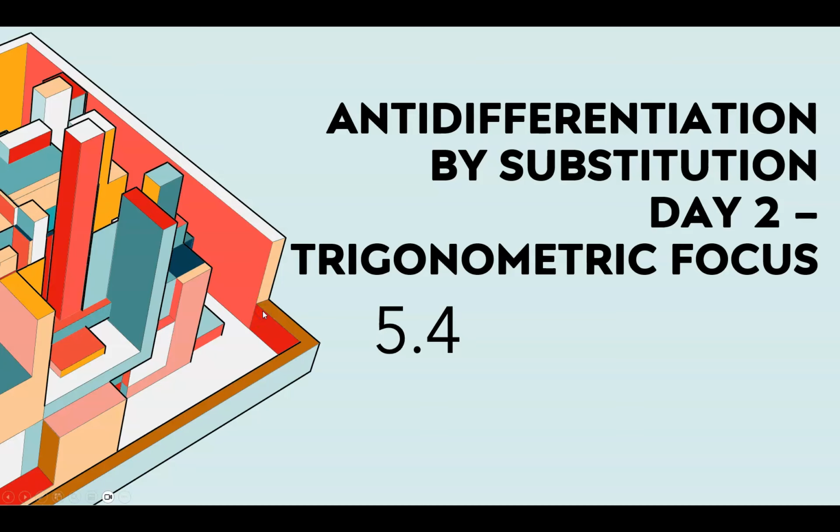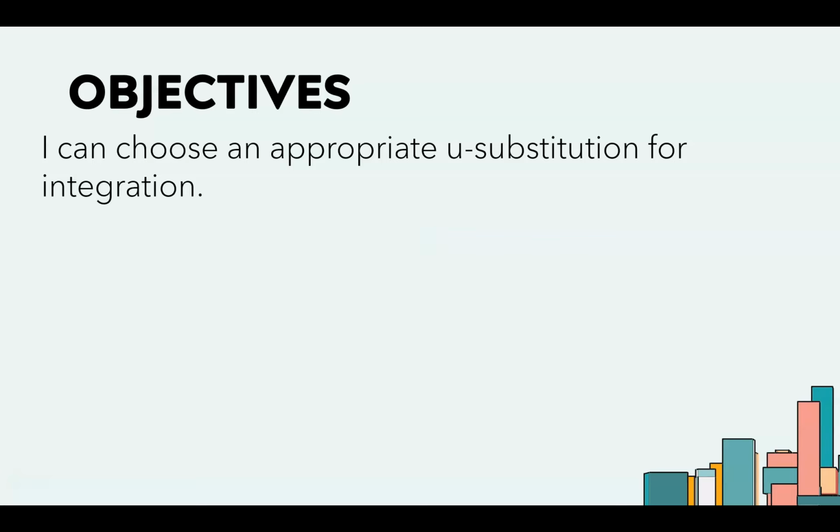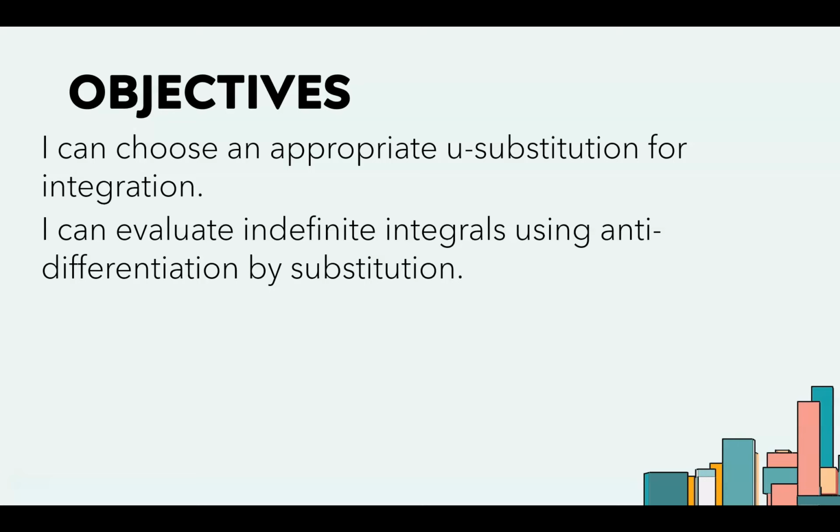By now, hopefully you have the idea of how to do anti-differentiation by substitution. A lot of this is just going to be examples showing you how to break things apart, why the U is what it is, and kind of how to tell different situations apart. So we're working on choosing the appropriate U for the U substitution. Hopefully you can already evaluate indefinite integrals using substitution. I'm going to show you a couple examples of definite integrals.